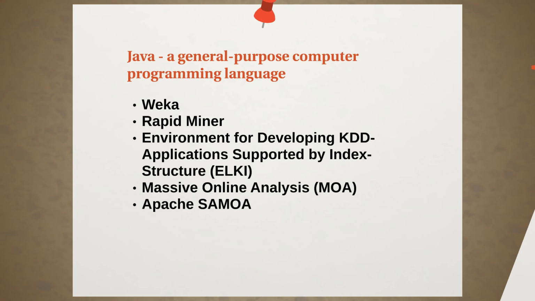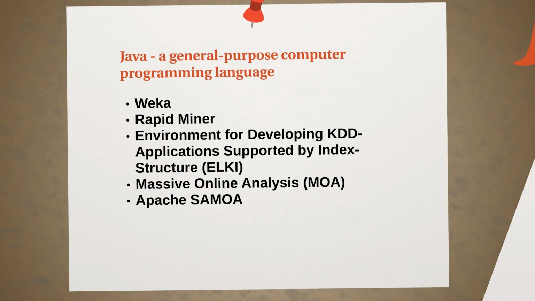We also have ELKI, which is an open source data mining software written in Java. MOA is a popular open source framework for data stream mining, with a growing community using MOA. You also have Apache, which is a machine learning framework that contains a programming abstraction for distributed streaming machine learning algorithms, and this also enables development of new machine learning algorithms without directly dealing with the complexity of underlying distributed streaming processing engines. So that's very valuable as well.